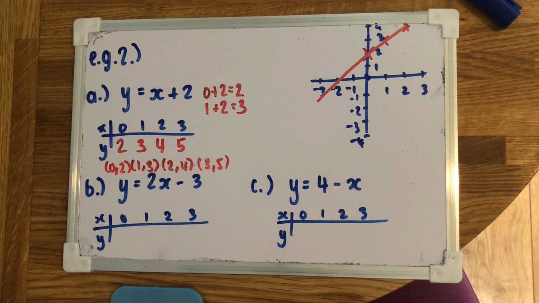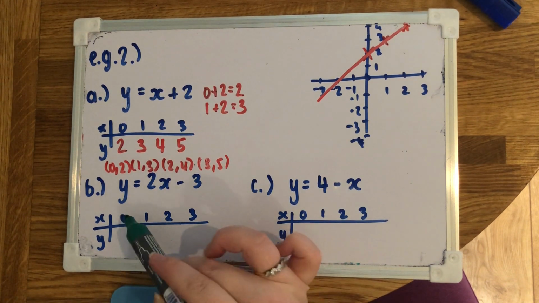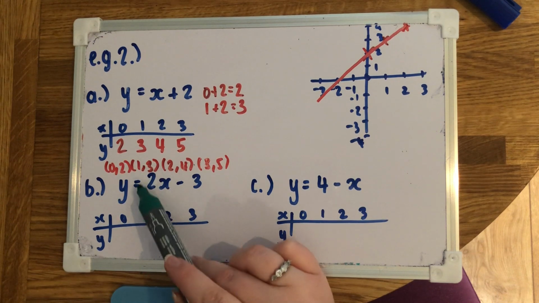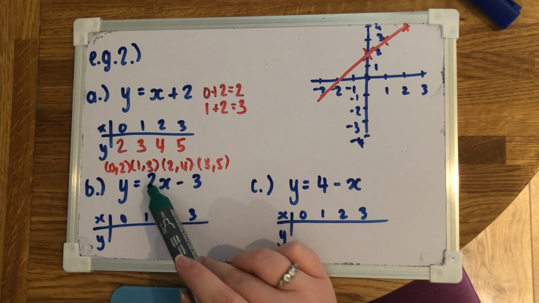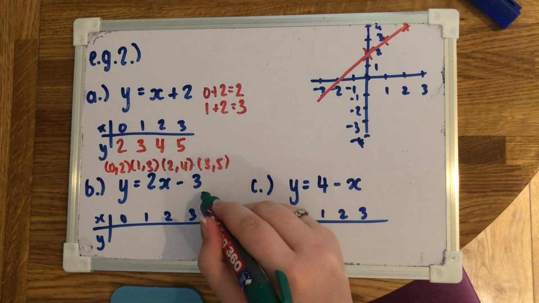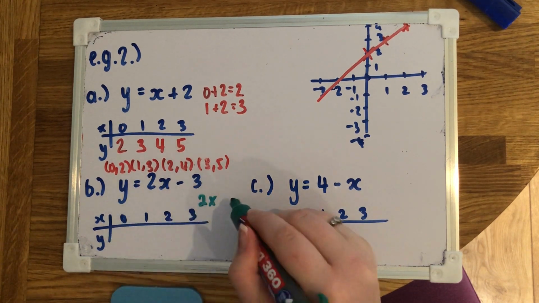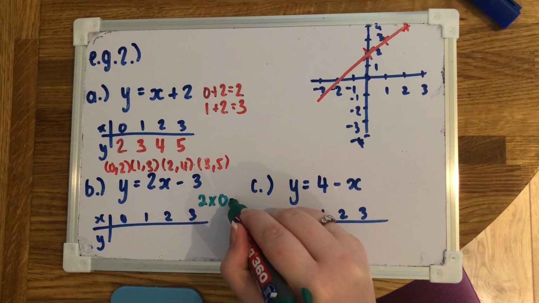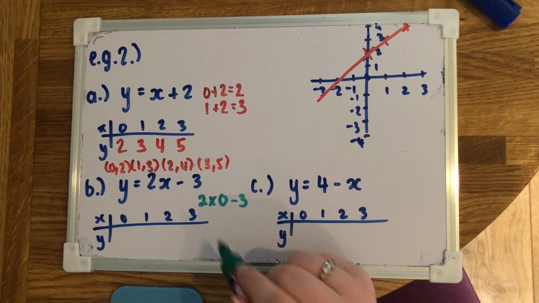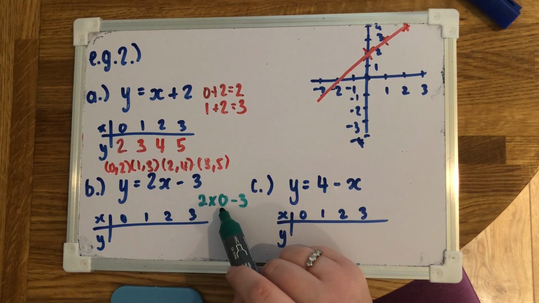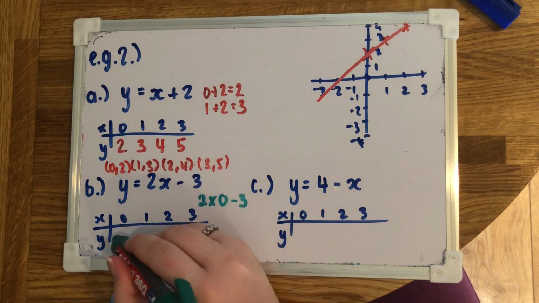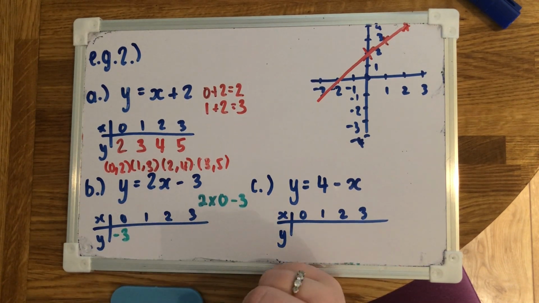Again, we have the same numbers in the table, so we're going to start with 0. Now, this number in front of the x just means that we multiply them together. Okay, so we're going to do 2 times whatever x is, which we know is 0 to start off with. And then whatever that is, we subtract 3 from it. So 2 multiplied by 0 is 0, subtract 3 would just be -3.